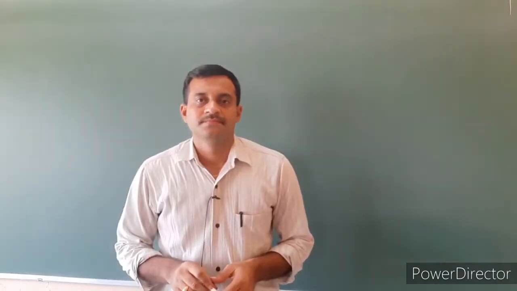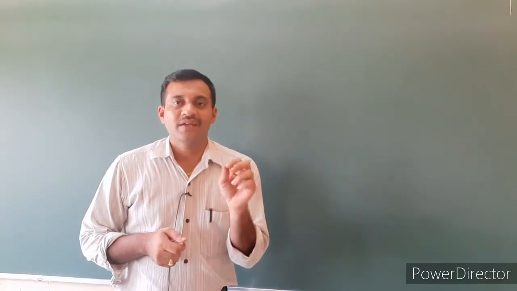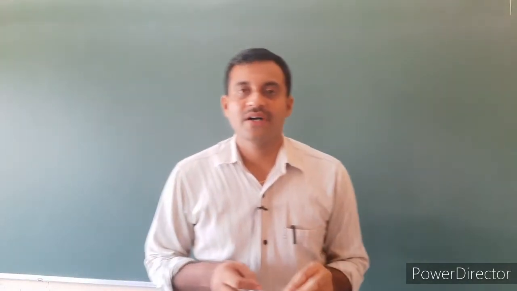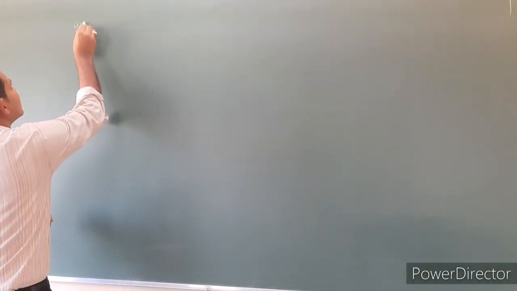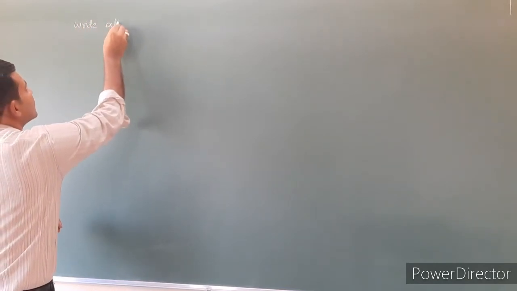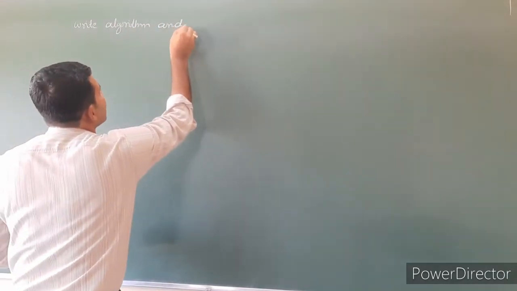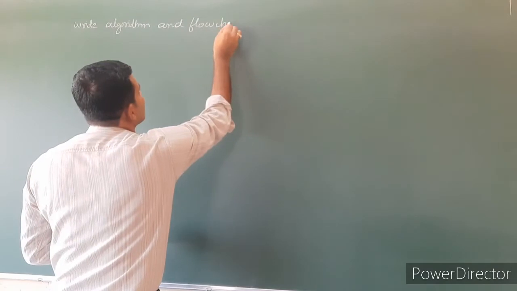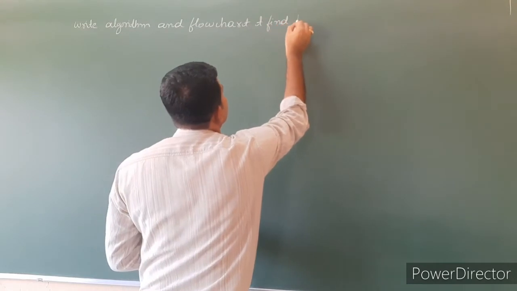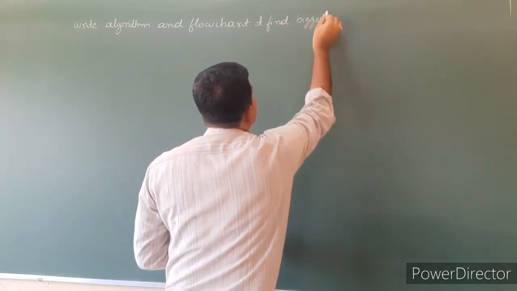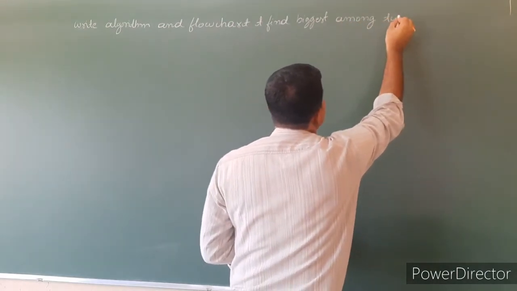Okay, let's discuss one more algorithm and flowchart, that is to find the biggest among two numbers. So the problem definition is: write an algorithm and flowchart to find the biggest among two numbers.